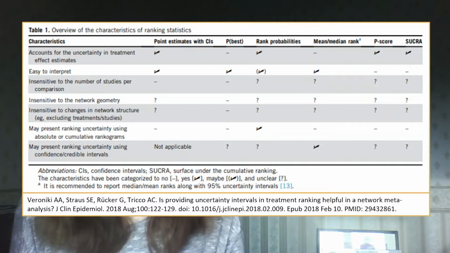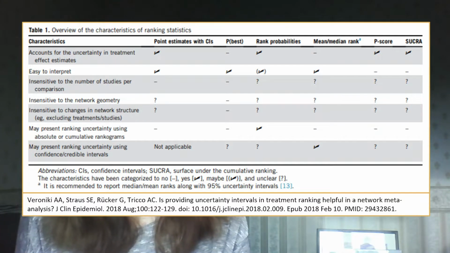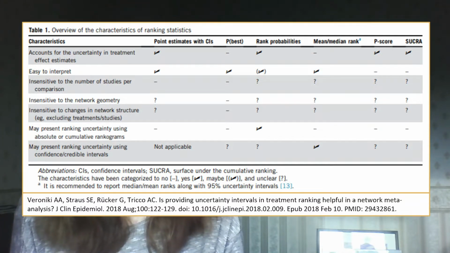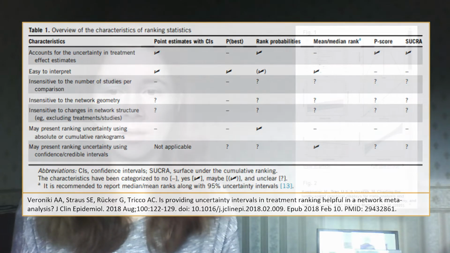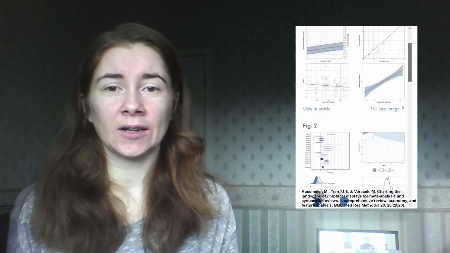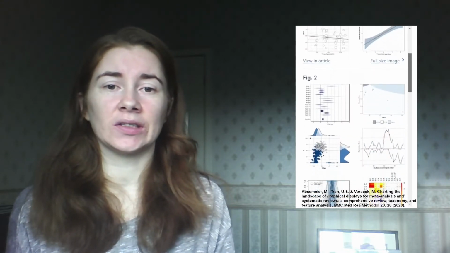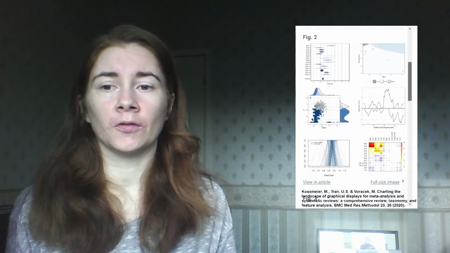As part of their paper, Veroniki and other authors produced a wonderfully concise summary of common ranking statistics and their primary characteristics. The paper by Kosmeyer and authors is a brilliant detailed record of graphical visualizations currently used within the field of evidence synthesis.